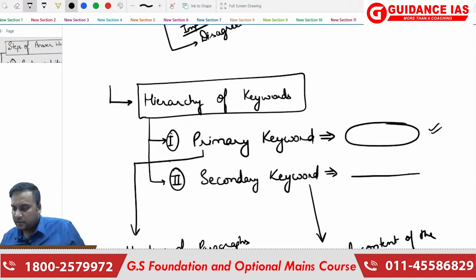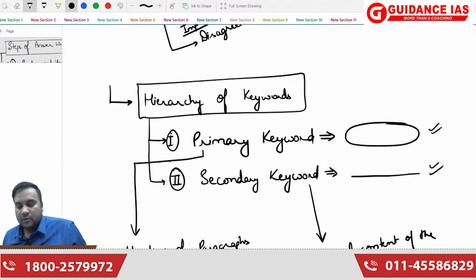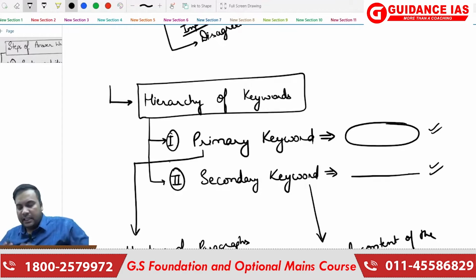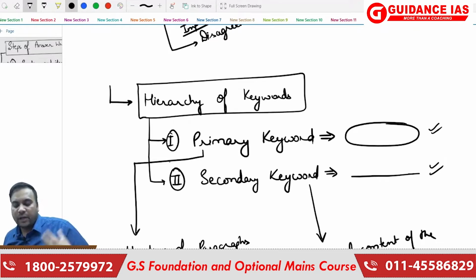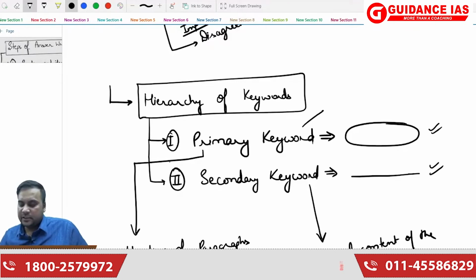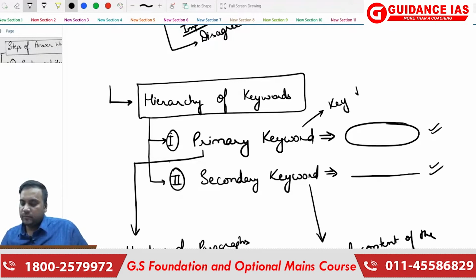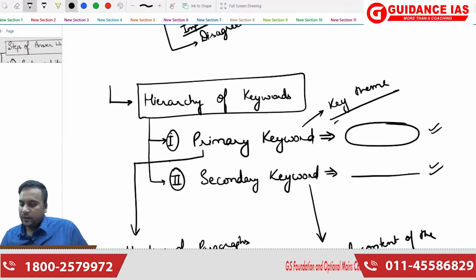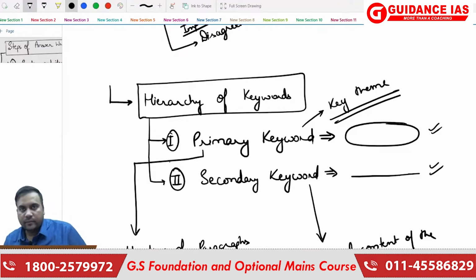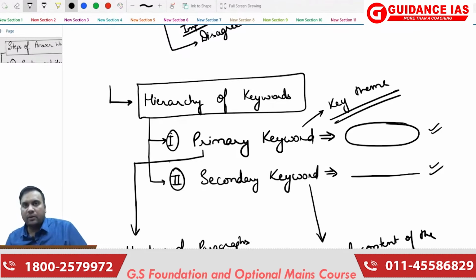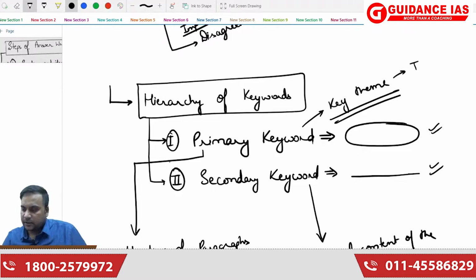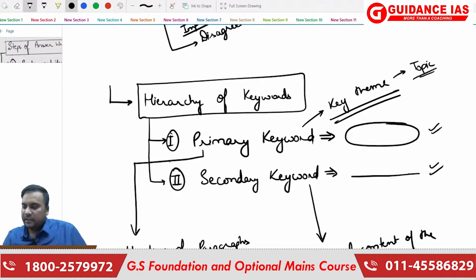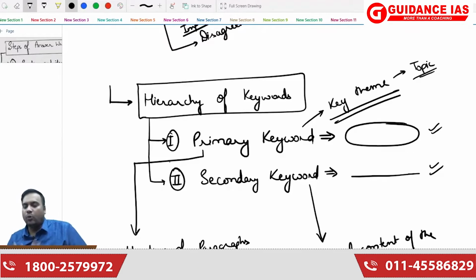Make it a habit of marking it like this. Now, it is very clear that every question will have its own primary keyword. Primary keyword is essentially what? It is the key theme of the question. It is the essence of the question. It is the topic on which the question has been asked. So, every question will have its own primary keyword.